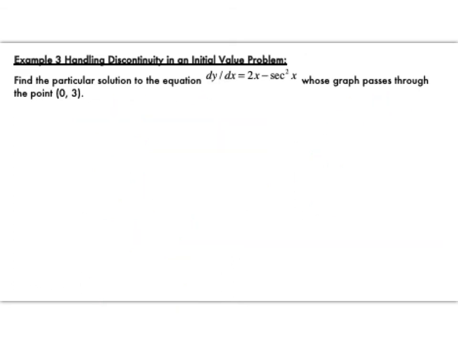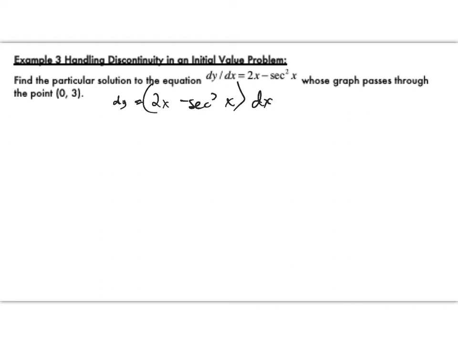All right, if we got a discontinuity, it's not really too huge of a deal, fortunately. Let's go ahead and see if we can handle this one here at the point 0,3. So we've got dy over dx. Now, let's go ahead and just take the step of multiplying here, shall we? So 2x minus secant squared x, and this is all multiplied by dx.